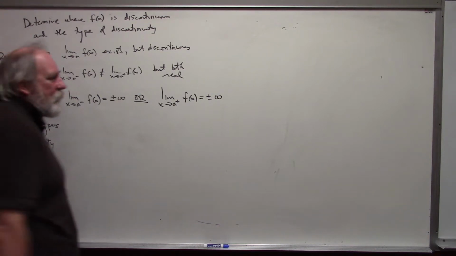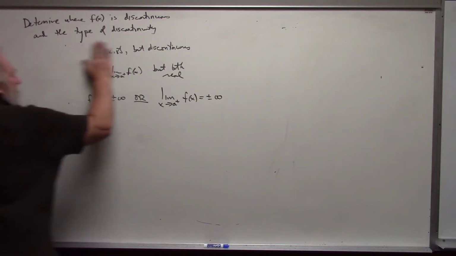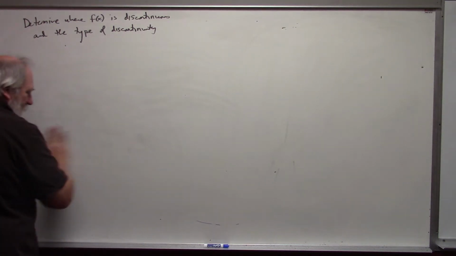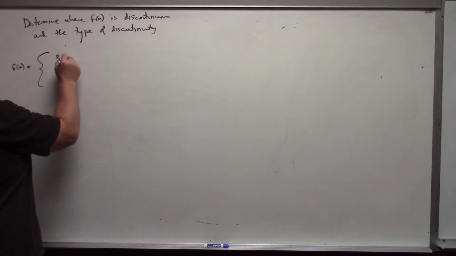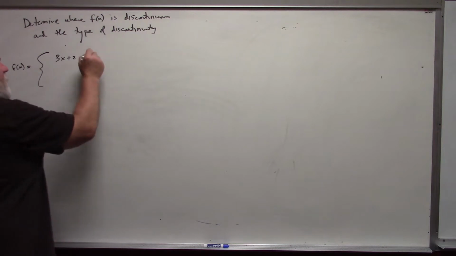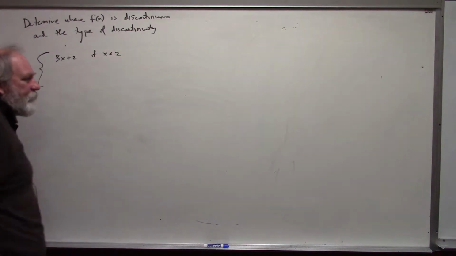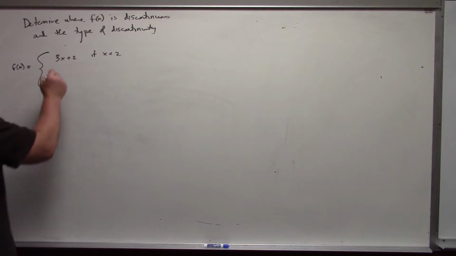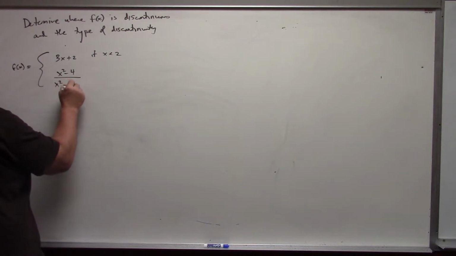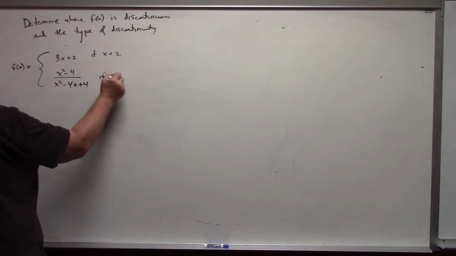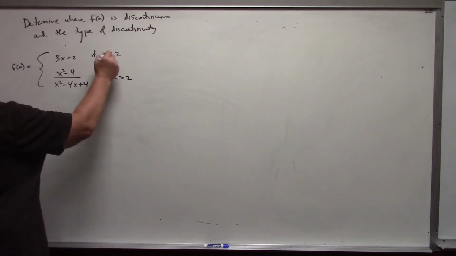Okay, so let me erase this. I can use the board. And let's suppose we have the following. F of x is equal to 3x plus 2 if x is less than 2 and x squared minus 4 over x squared minus 4x plus 4 if x is greater than 2. Actually, this first one should be less than or equal to 2.